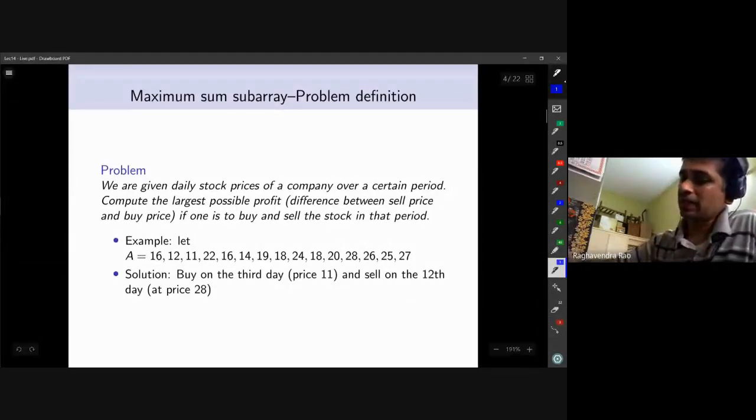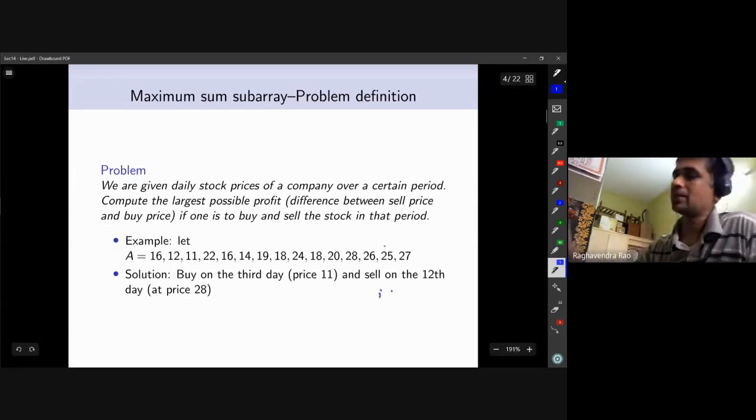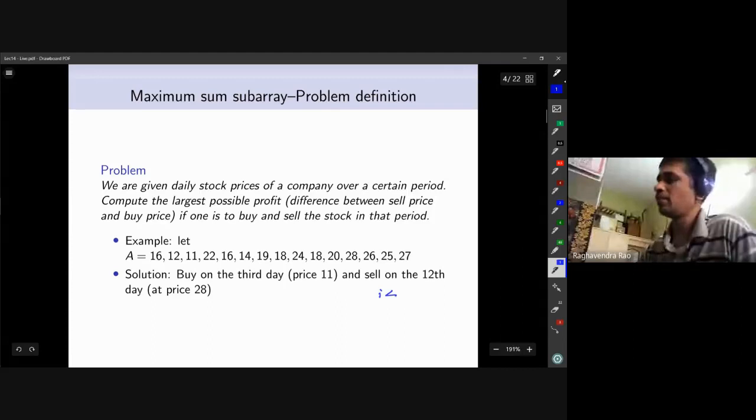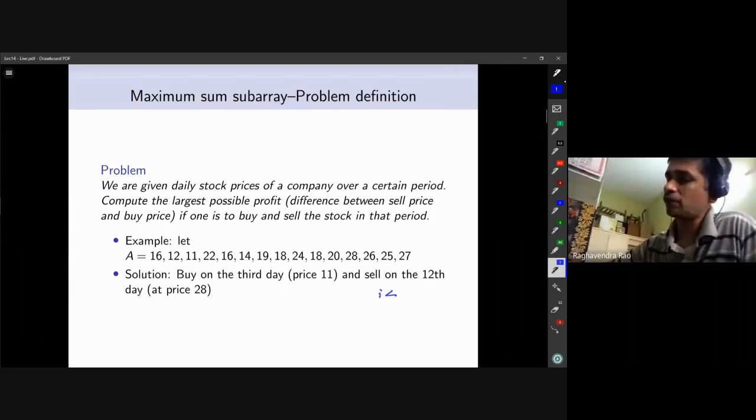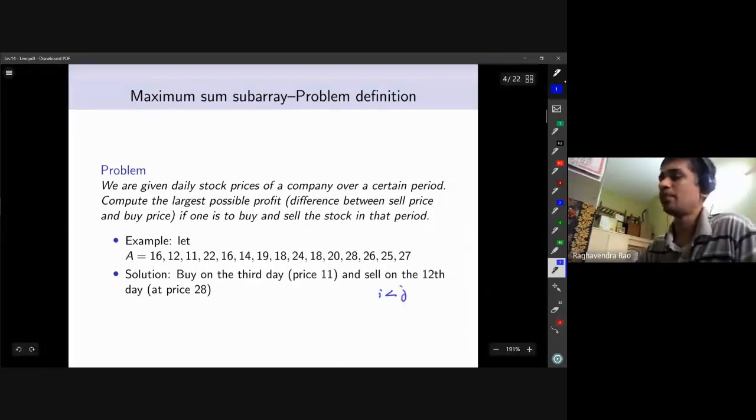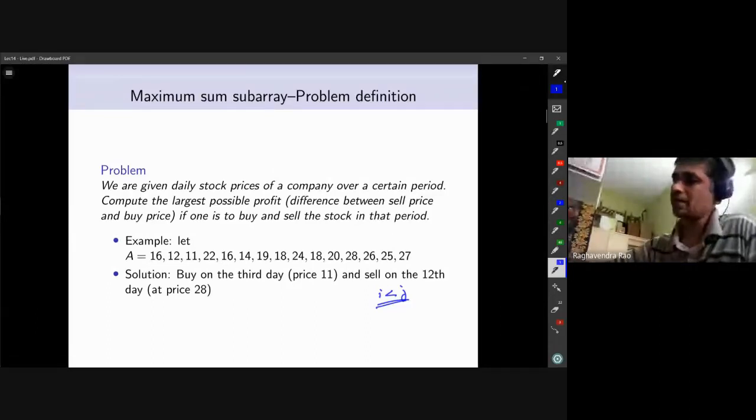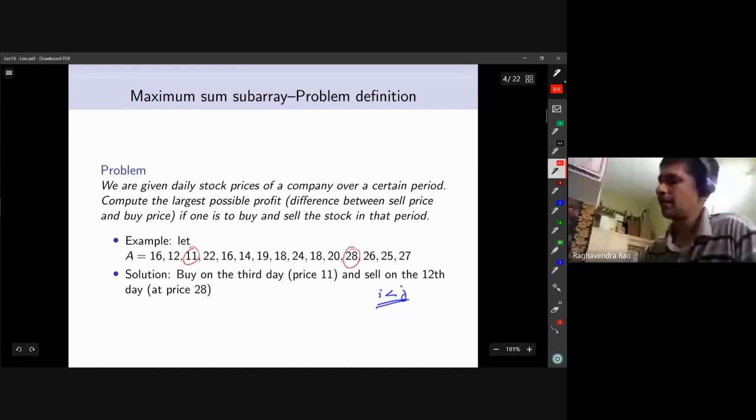What we need is that the day on which the stock price was minimum should also be less than the day on which the stock price was maximum, which need not be the case always. This constraint i less than j is what makes the problem complicated. Coincidentally, for this example, taking the minimum and maximum just works. It need not be the case.